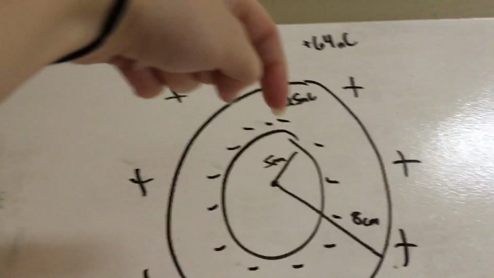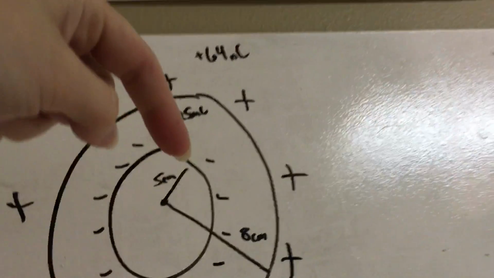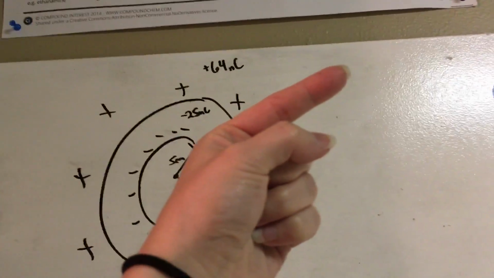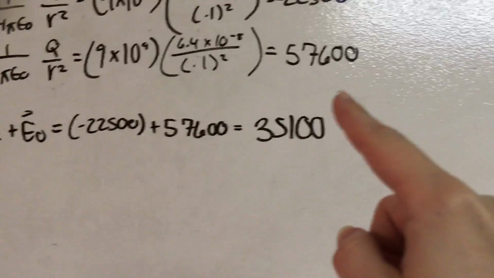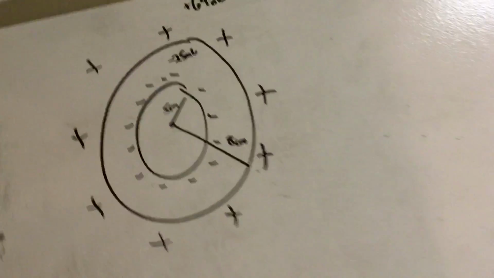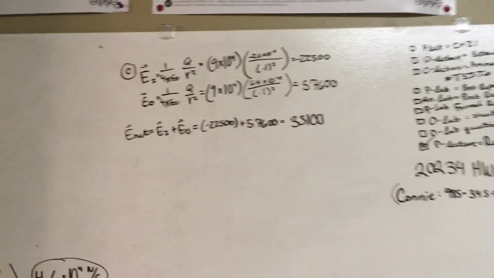It asks the direction. Well, as you can see, due to the negative charge of the inner sphere, the electric field of the inner sphere is going to point towards the center, while the positive charges on the outside result in an electric field pointing out. However, I concluded that due to the electric field of the outer shell being twice as large as the electric field of the inner shell, the net electric field would point out, just because the magnitude is so large. And that concludes my problem. Thank you.